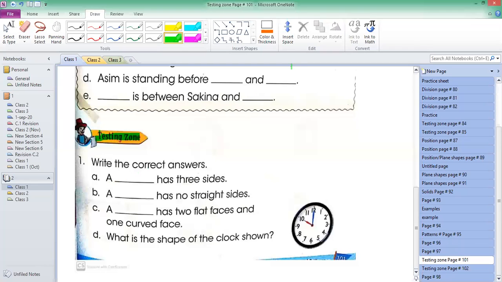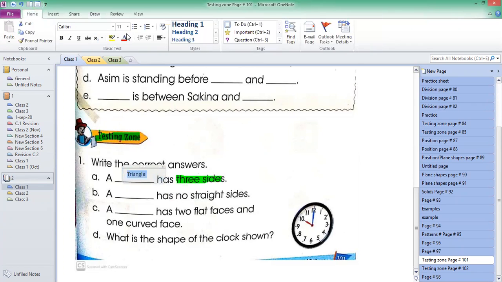A. Dash has 3 sides. Guys, tell me the plane shape which has 3 sides. What is the name of that shape? Triangle. Very good. That's very good.